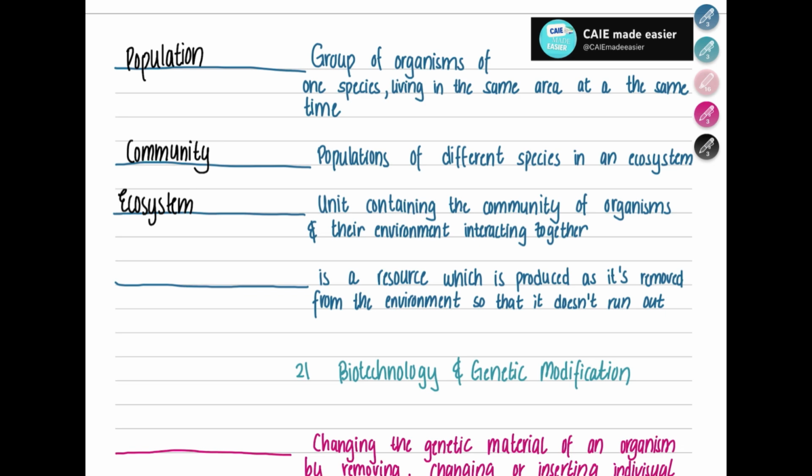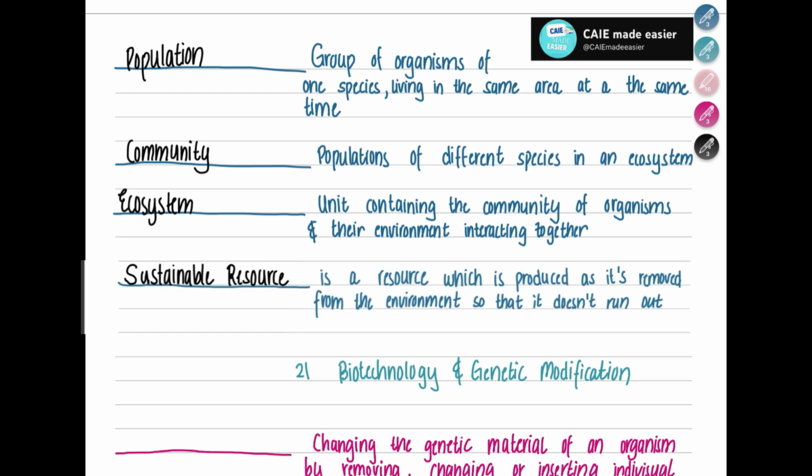That's an ecosystem. Next, a blank is a resource which is produced as it's removed from the environment, so it does not run out. That is a sustainable resource. For example, wind or sun. It doesn't matter how much sunlight or wind energy you take, it doesn't run out, because there is going to be an equal amount that's also coming in, that's also being produced. That is a sustainable resource.